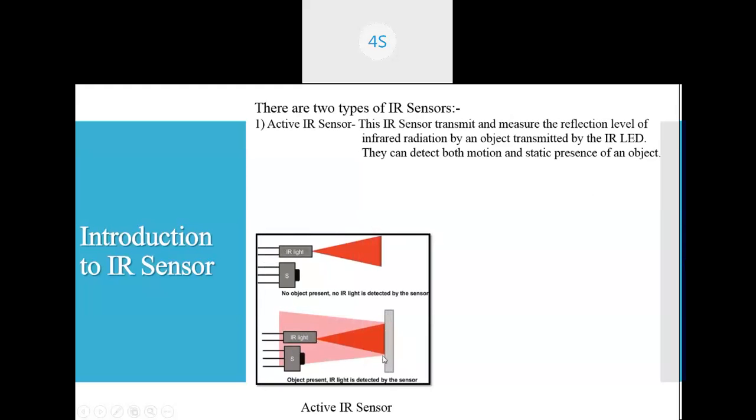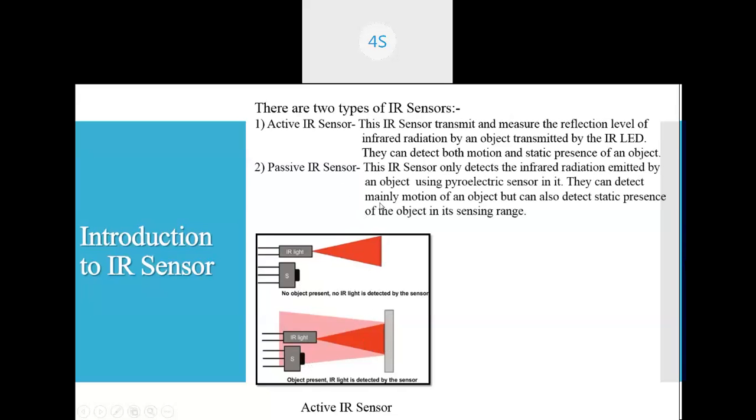So here is the picture of an IR sensor with its working mechanism. Here you can see that there's an IR light which transmits the light, and here's the sensor. If there is no object, then no IR light is detected by the sensor. But if there's an object, then the IR will be reflected and it will be sensed by the sensor.